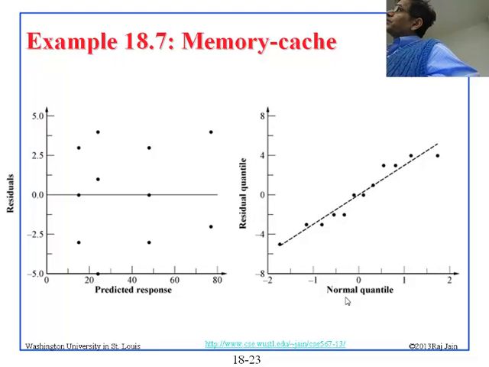For the memory cache study, these are the 12 errors, and this is the predicted response, and this is the residual. The key thing is to look at the y-axis. It goes from -5 to +5, but the x-axis goes up to 80. So if you don't care about 10%, then this is a small error. Okay. The QQ plot shows good enough, so that's good.